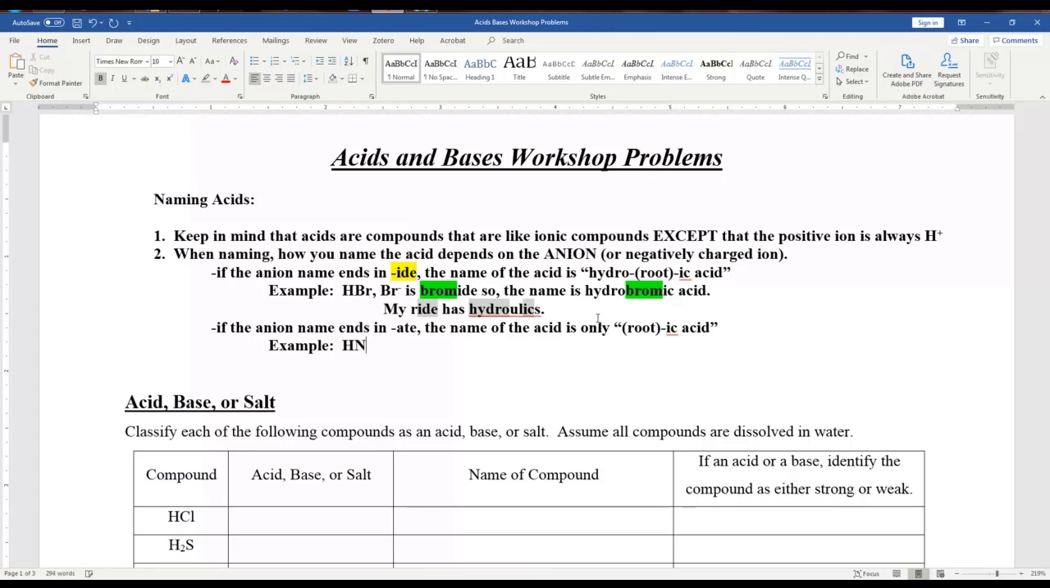An example would be, say, HNO3. Nitrate, NO3 minus, is nitrate. So the name of the acid is nitric acid. So nitrate, once again, this is the root. I'm putting the root in green. There you go. Nitrate becomes nitric acid.